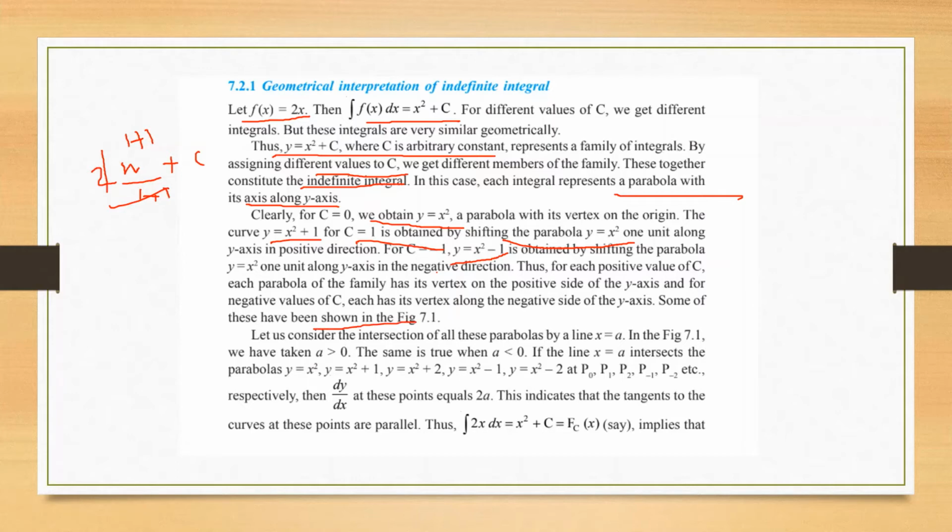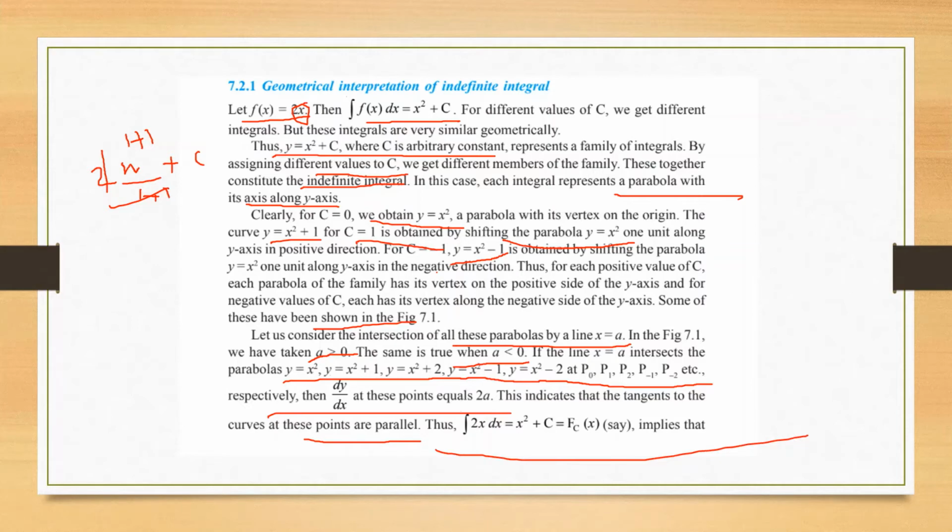Now let us consider the intersection of all these parabolas by a line x equal to a. Here a is taken as positive, and the same is true when a is negative. Now if the line x equal to a intersects the parabolas y equal to x square plus 1, x square plus 2, or y equal to x square minus 1, y equal to x square minus 2 at these points respectively, then dy/dx at these points equals 2a. This indicates that tangents to the curves at these points are parallel. So integral of 2x dx is x square plus c, equal to f(x) plus c. What does it imply?